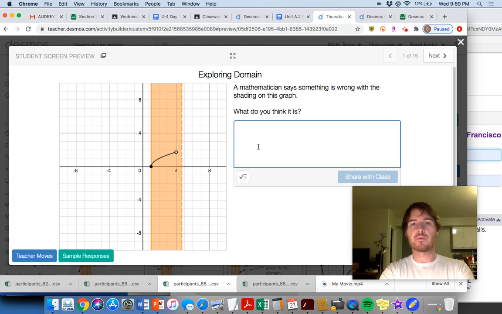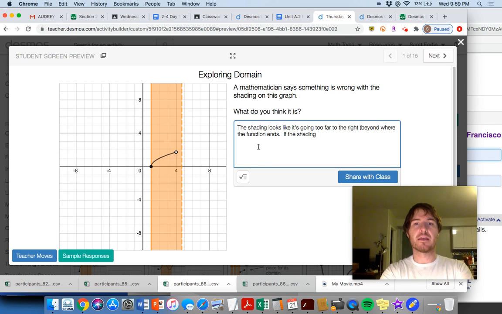I'm going to say this for my answer. You're welcome to put this down too. The shading looks like it's going too far to the right, beyond where the function ends. Okay, so I'll put it here. If the shading, right, I'm making a guess right now.